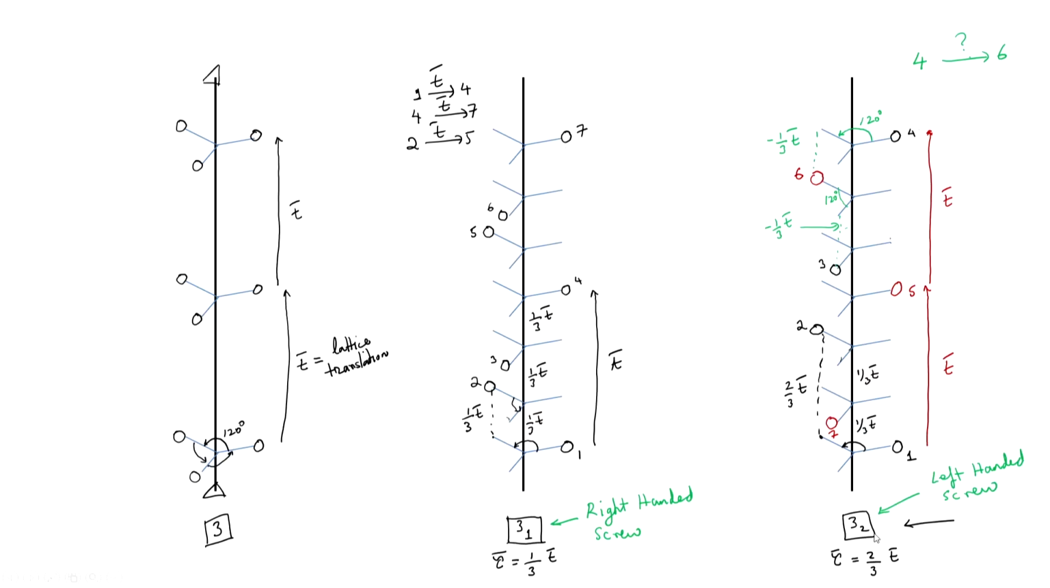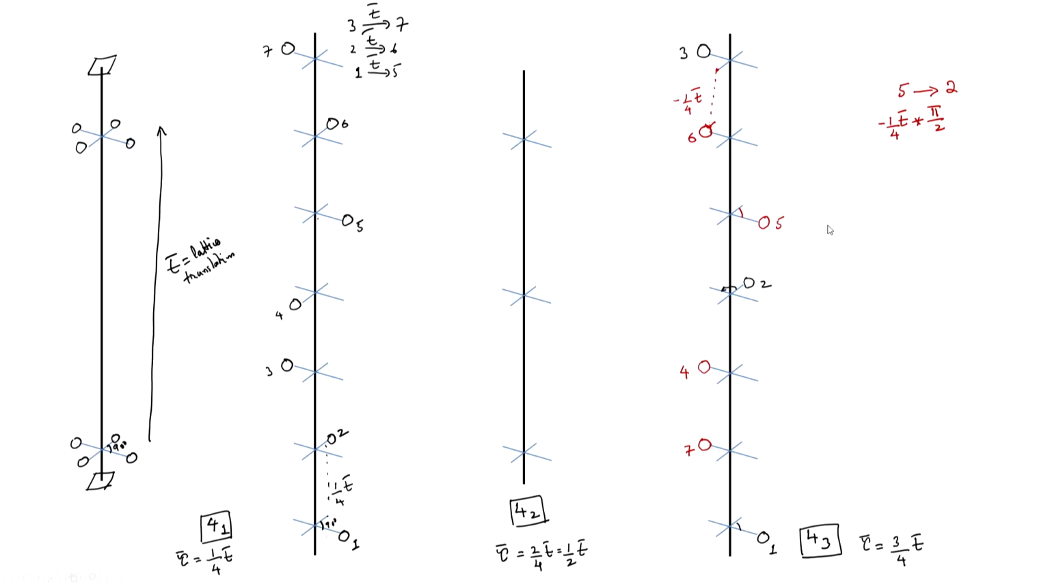So, as you can see, it is very similar to the previous case of 3 sub 1 and 3 sub 2, where in 3 sub 1, as you are rotating, you are going up the axis, and in 3 sub 2, as you are rotating, you move in the opposite direction by the same amount of 1 by 3. So, here also it is the same thing, that in 4 sub 1, we are moving up, in 4 sub 2, we are moving down.